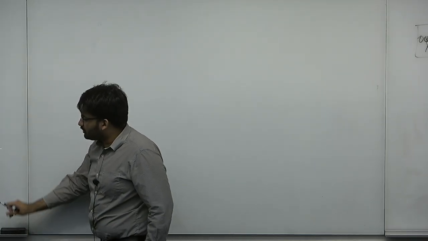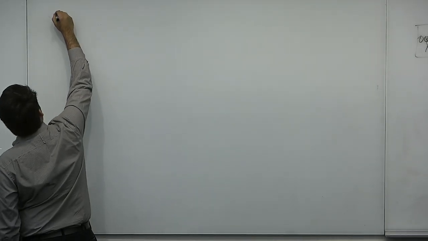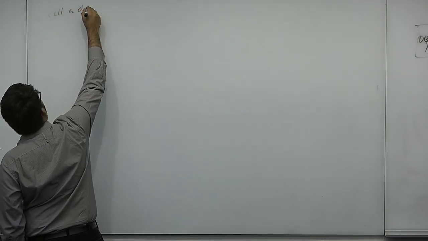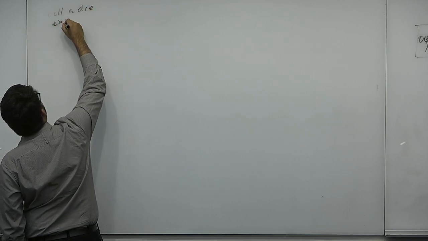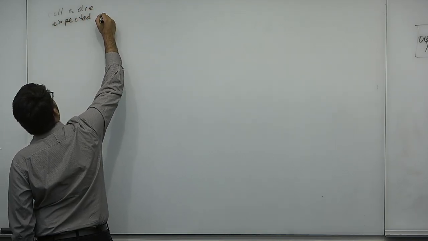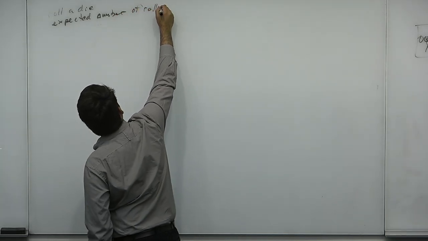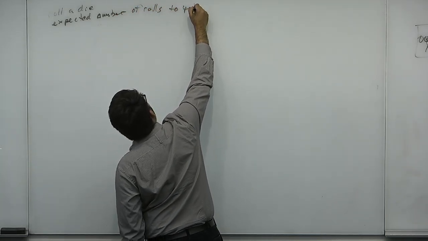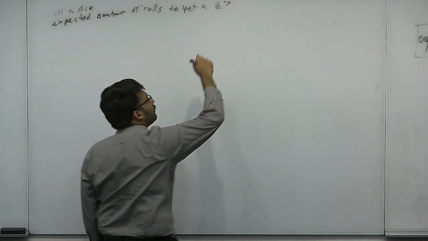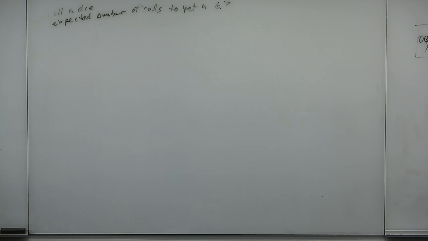So we want to compute, you roll a die. What is the expected number of rolls to get a 6? What do we think it is? 6. Yeah, if you roll a die 6 times, it's expected you get a 6. This doesn't mean you get a 6. If you roll a die 6 times, you can get 1, 1, 1, 1, 1, 1, right? It's never promised, but it is hopeful.